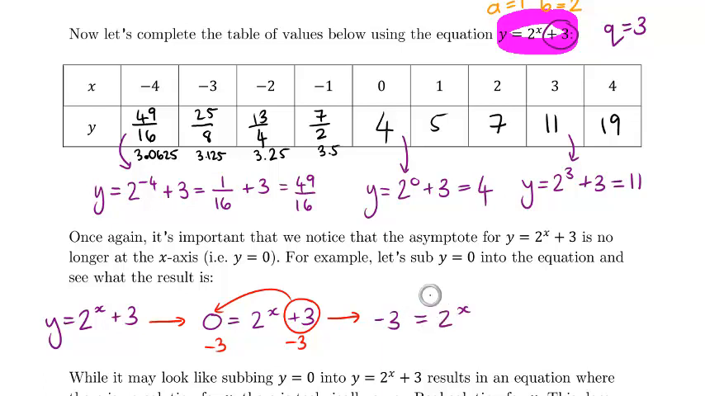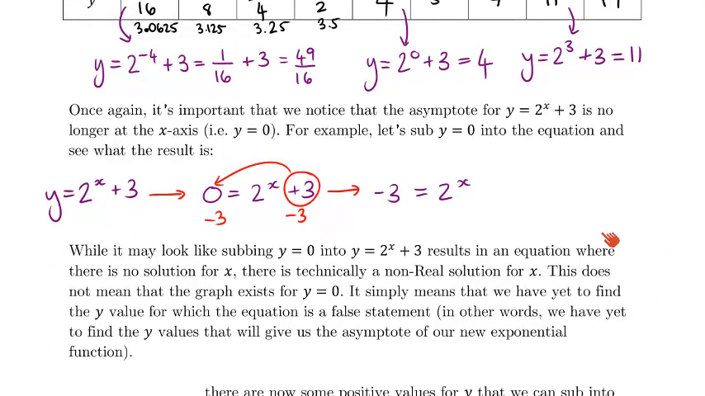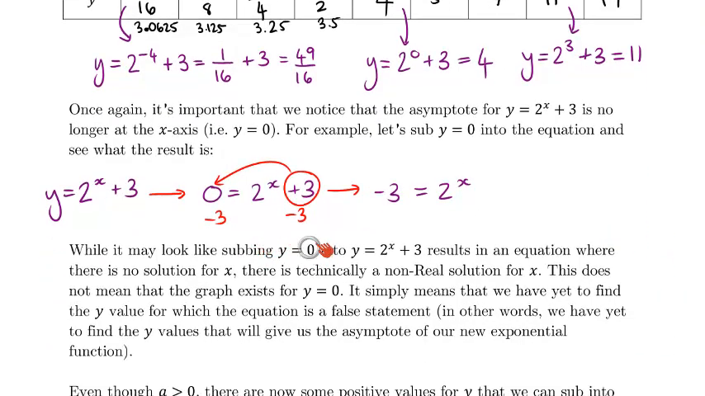Now, I know what you're thinking. You're thinking there's no x value that can make 2 to the x equal to a negative number. Well, there's no real value. But guys, while it may look like subbing y equals 0 into y is equal to 2 to the x plus 3 results in an equation where there is no solution for x, there is technically a non-real solution for x. This does not mean that the graph exists for y equals 0. It simply means that we have yet to find the y value for which the equation is a false statement.